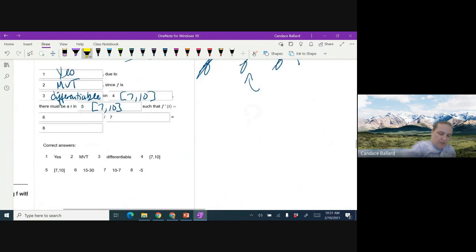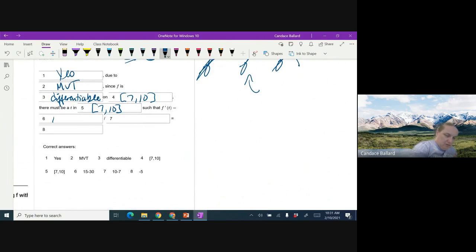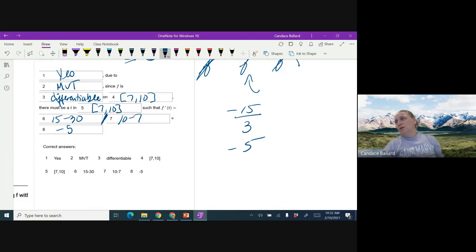So 15 minus 30 divided by 10 minus 7 equals, and I'd probably do my work off to the side. That's negative 15 over 3, which is going to be negative 5. So it's going to take the simplified answer there. Okay. A little bit more confident on the theorems now, I hope. I hope it helped. Yes, okay.